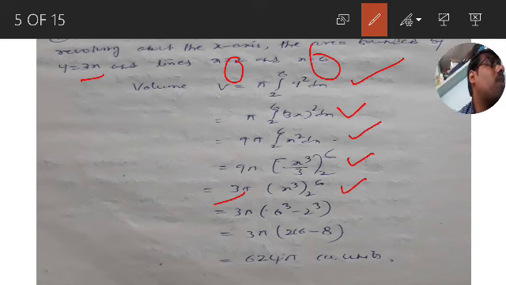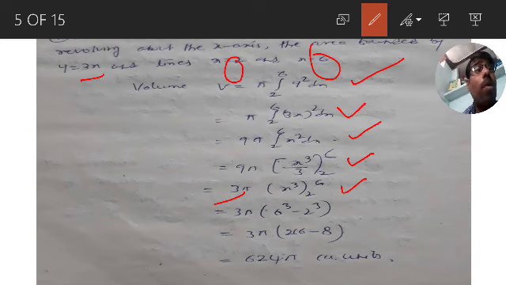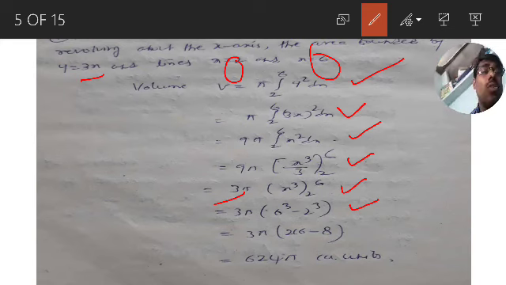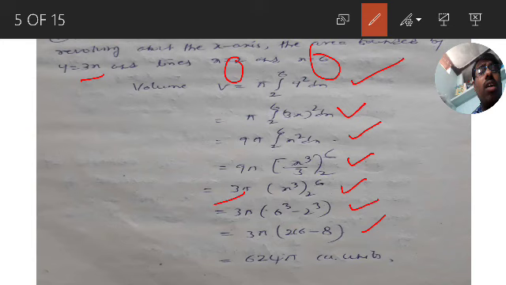So what does the fundamental theorem of integral calculus say? After integration, apply upper limit minus lower limit. What is the upper limit? Upper limit is 6 and lower limit is 2. So 6 cube minus 2 cube. What is 6 cube? 6 cube is 216 and 2 cube is 8. So 3 pi into 216 minus 8. 216 minus 8 is 208. 208 into 3 is 624. Therefore 624 pi cubic units.